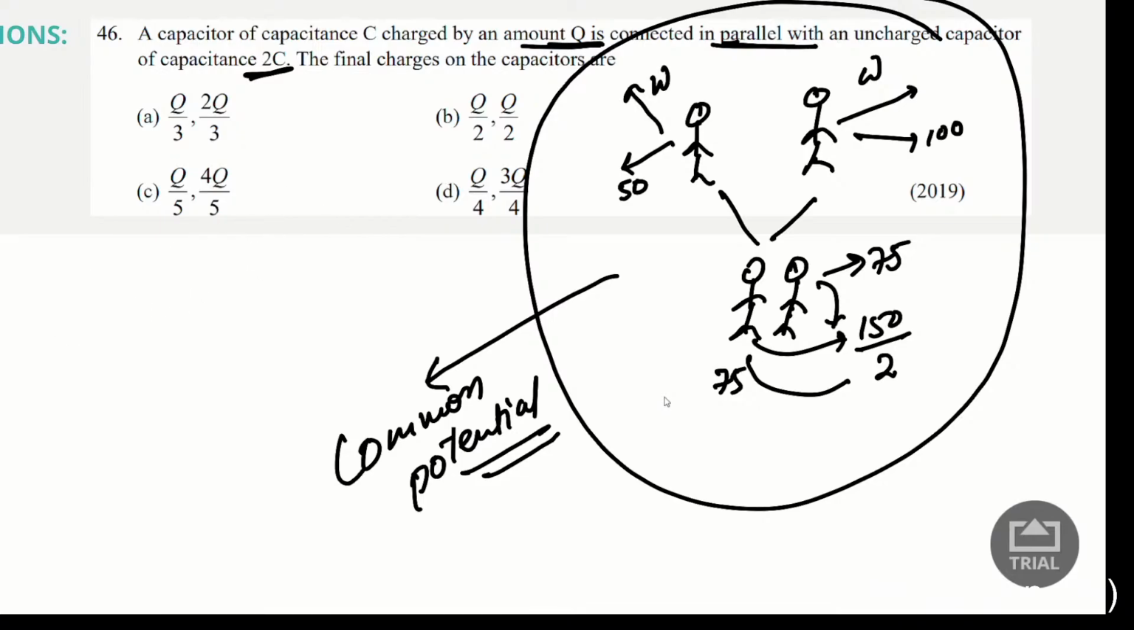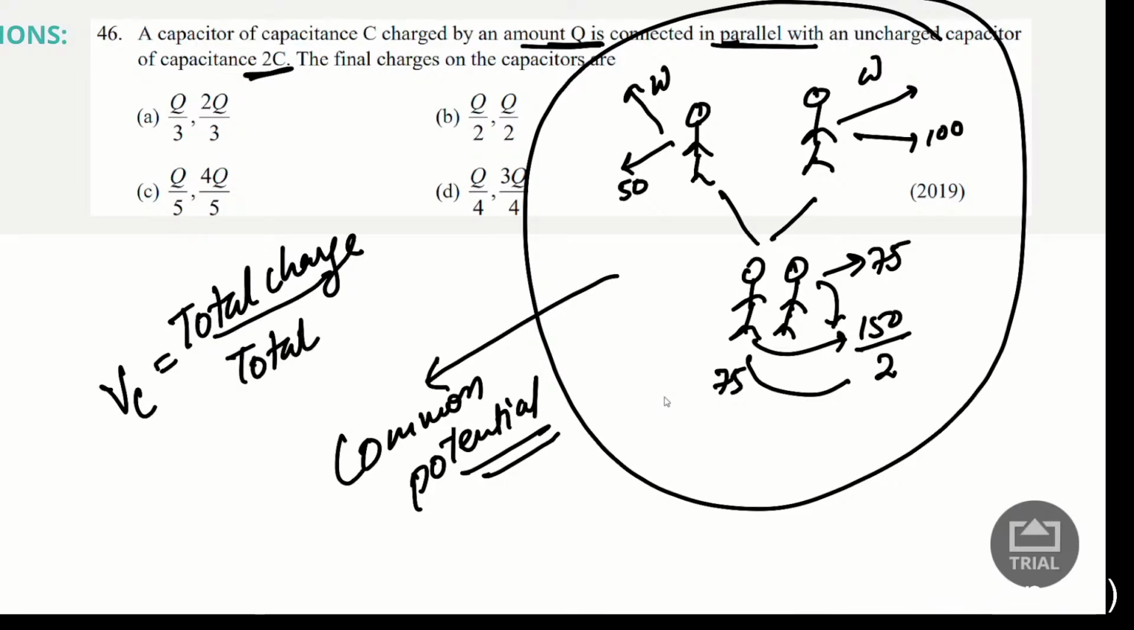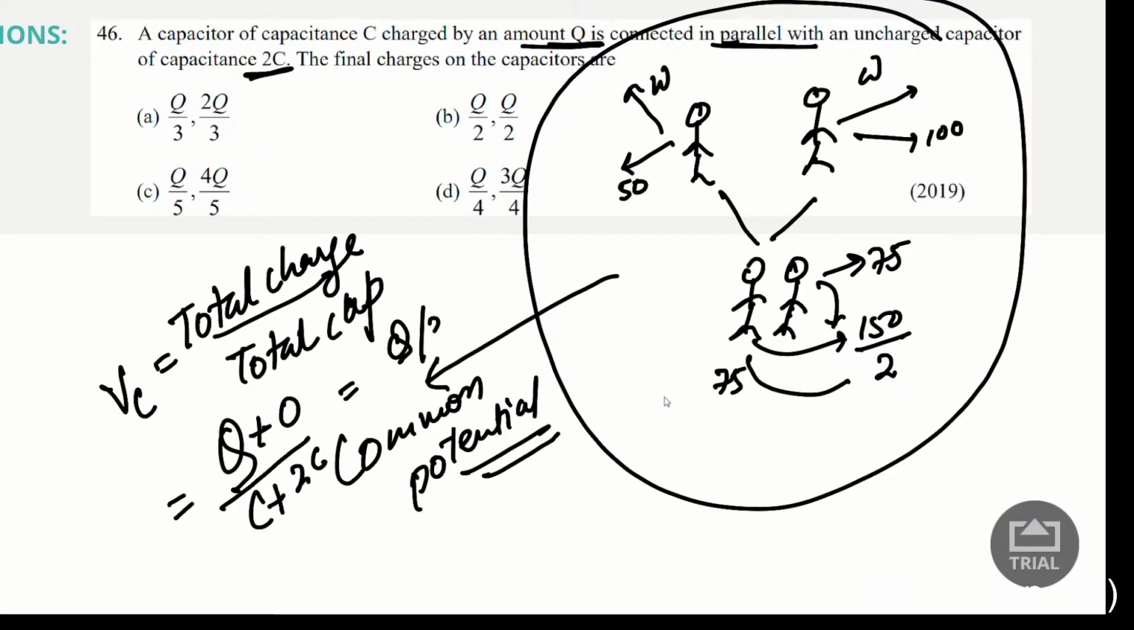Now how do we find this common potential? The common potential, simple formula, VC, is equal to total charge by total capacitance. What is my total charge? The first one has charge Q, the other one has 0. And total capacitance is C and the other 2C. So how much will you get? Q by 3C. Clear till here? Yes, no, kids? Got the concept of common potential?